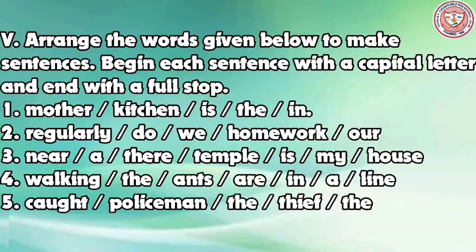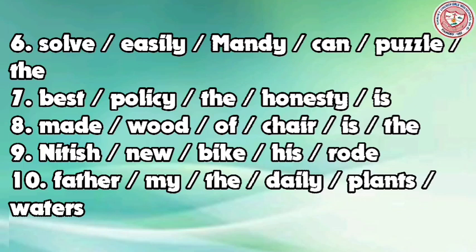Number 5, caught policeman the thief the. Number 6, solve easily Mandy can puzzle the. Number 7, best policy the honesty is. Number 8, made wood of chair is the. Number 9, Nitish new bike his road. Number 10, father my the daily plants waters.